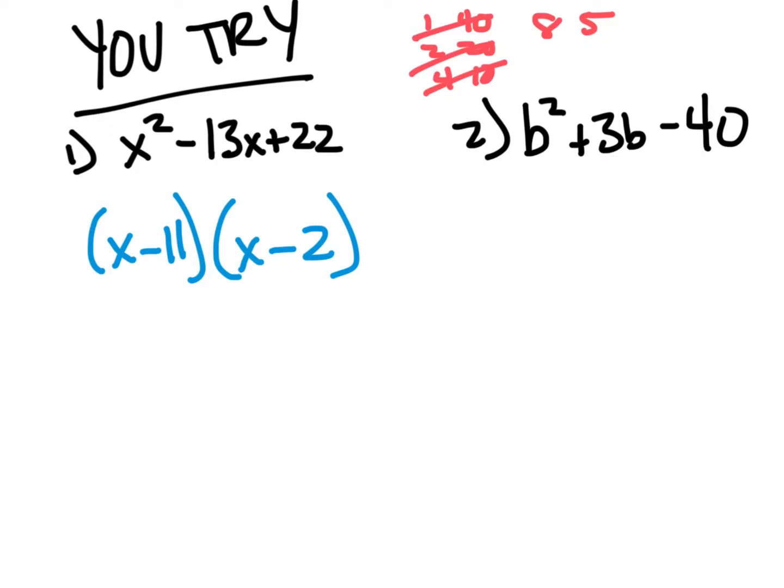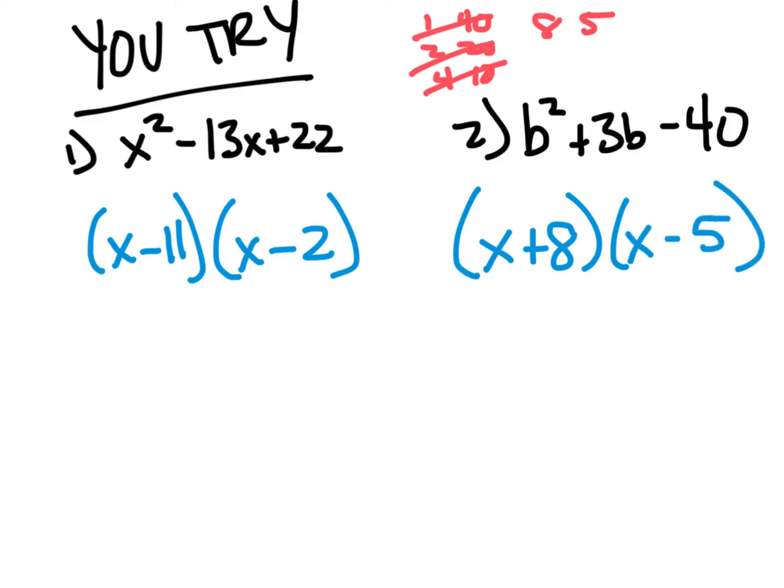So my factors are going to be x plus 8 times x minus 5. So let's check ourselves. 8 times negative 5 equals negative 40, and 8 plus negative 5 is positive 3. So these are the factors.